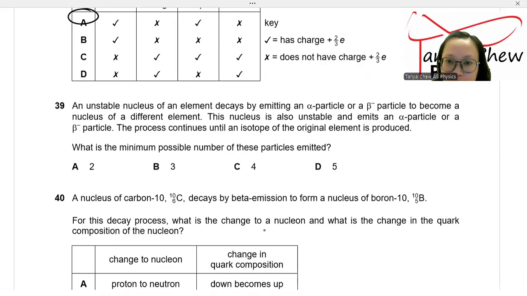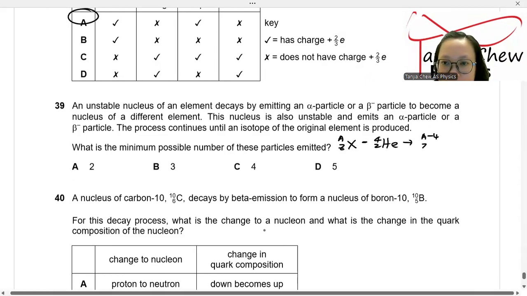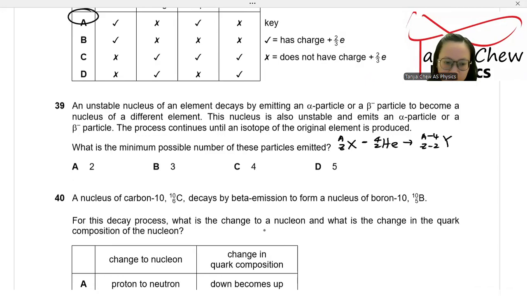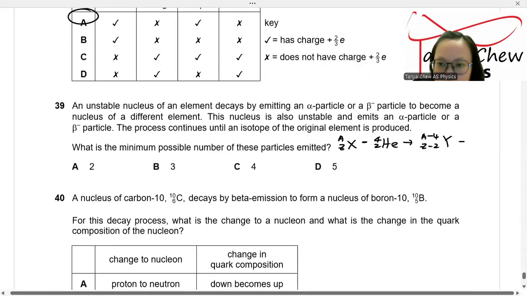They have the same number of protons. So I just simply put A, Z, X. Let's say it emits 1 alpha particle. So what will happen here? A minus 4, Z minus 2. Then I get Y, right? So I want to get back the Z. I want to add back the 2, so I use 2 beta, each beta is negative 1. Okay, so I get A minus 4, Z minus 2, Y.